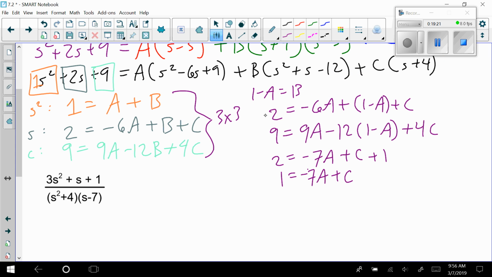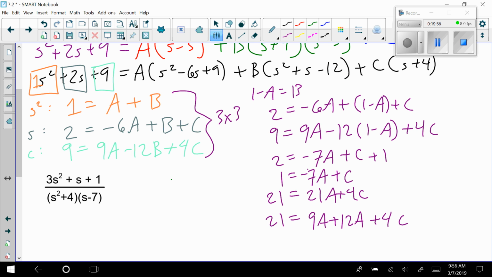That was from my top equation. My other one here, I'll try to work backwards. I'd have a negative 12 times 1, that'd be a negative 12. I'll add it to the other side, so that's 21 equals 9a minus, oh, it's negative negative, so that'd be plus 12a plus 4c, which would then create 21 equals 21a plus 4c.